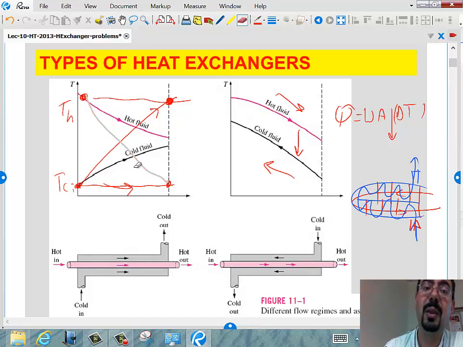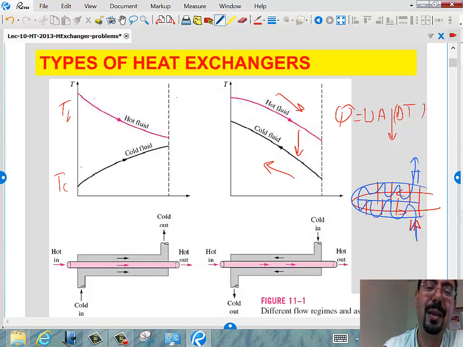Right? So based on this discussion, which one do you like? The parallel flow or the counterflow? Because the parallel flow will never be able to do this. You are stuck with something in the middle between them. You will never be able to achieve your dream.